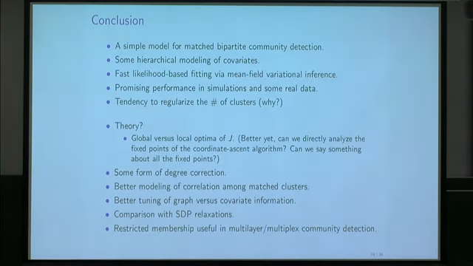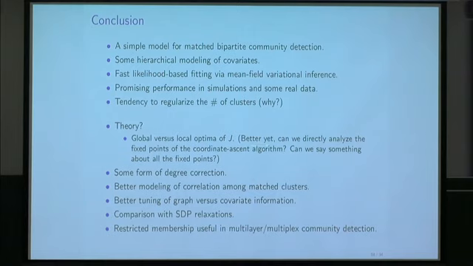Okay, the quick conclusion is that we have a simple model which allows for matched clustering. We have, let's say, a fast likelihood-based fitting approach. There is some promising performance in simulations and real data, and there is some tendency, it seems, to regularize the number of clusters. We don't know why. This is the wish list. We would like to have some theory.